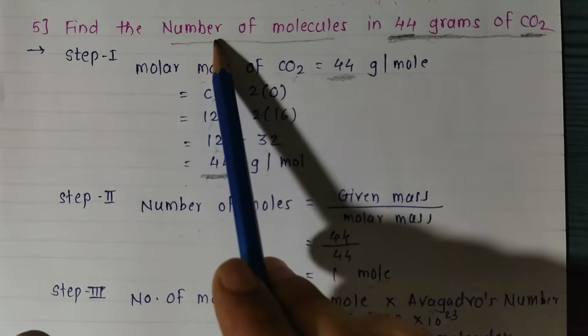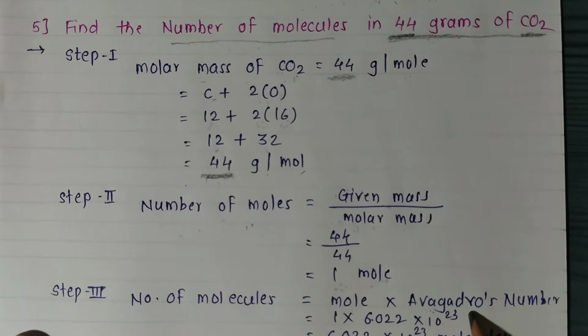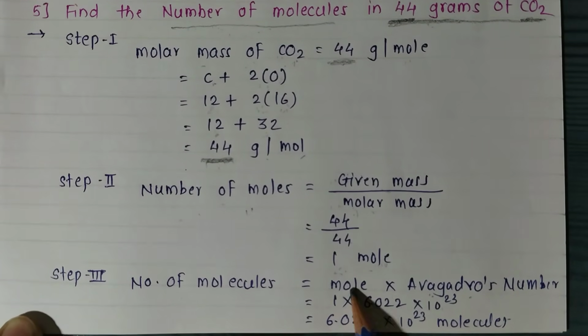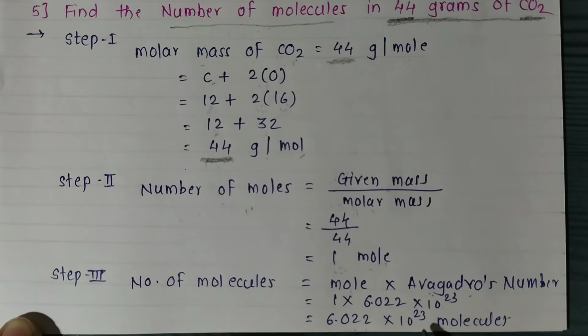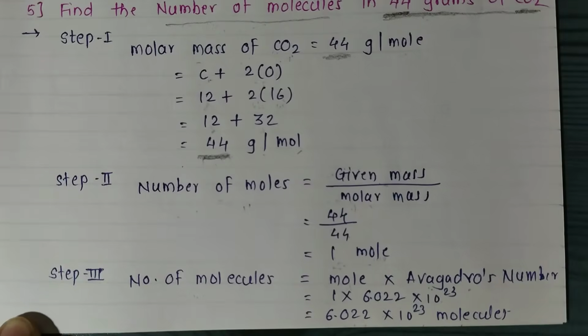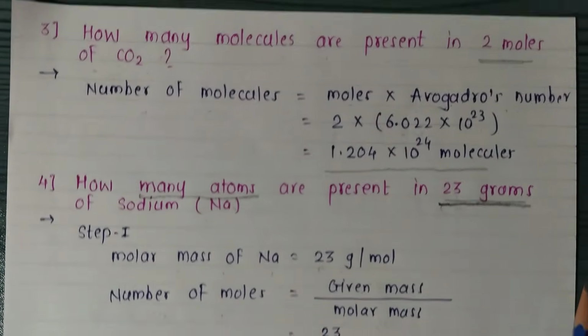Now we have to calculate the number of molecules. How do we calculate the number of molecules? Mole into Avogadro's number. The value of mole is 1 mole, and Avogadro's number is 6.022 into 10 raised to 23. So the number of molecules is 6.022 into 10 raised to 23 molecules. In this way we calculate the number of molecules.